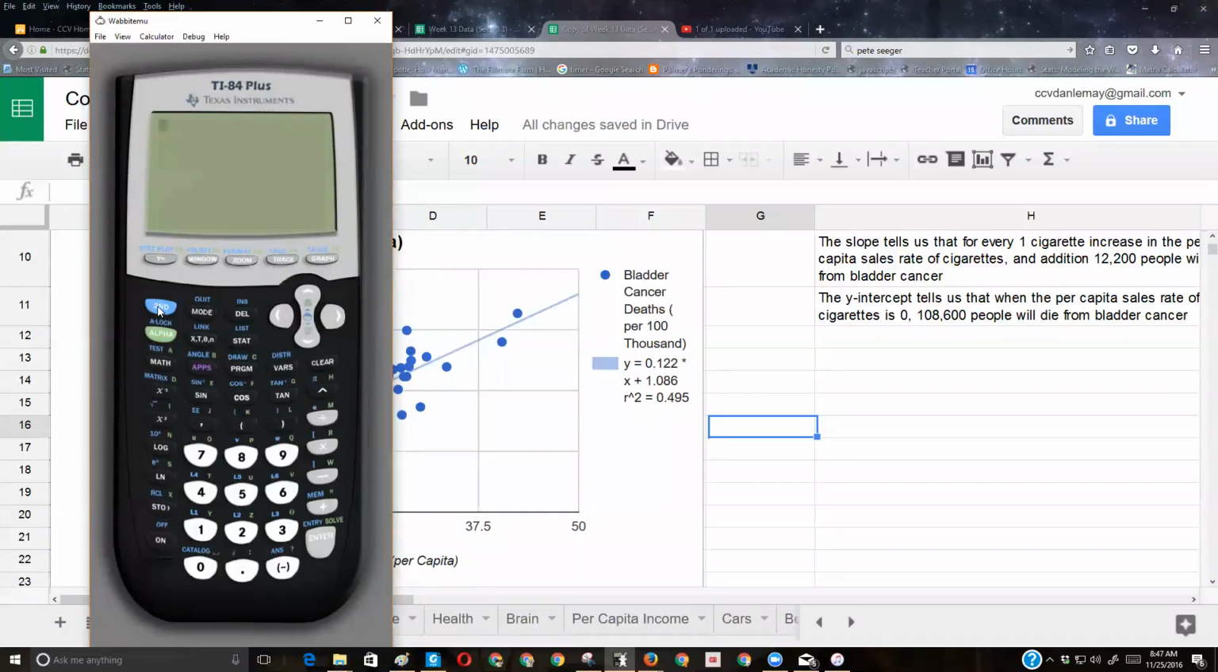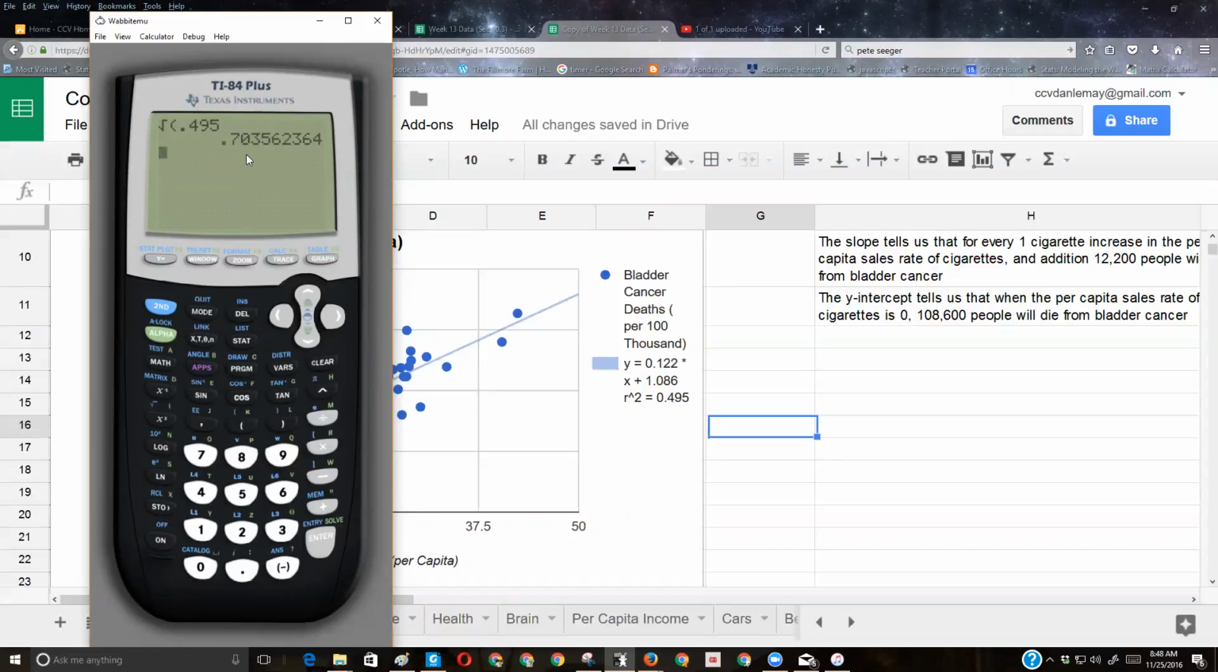On this calculator, I can just do second square root and type in 0.495 and the square root. So there's the correlation, 0.703. What does that tell us? There's a moderately strong linear association between per capita sales of cigarettes and the death rate for bladder cancer. And that's all that means.